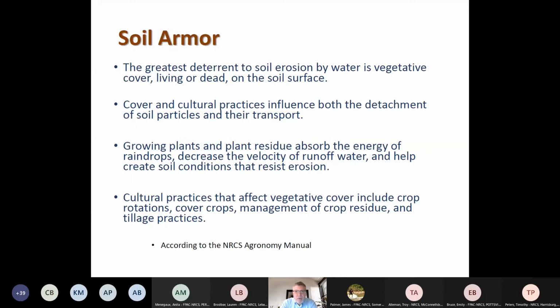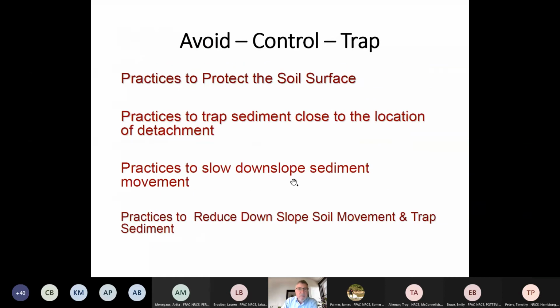So we can affect the amount of soil detached and the particle movement by selecting practices that fit together in our conservation system. Growing plants and plant residue absorb the energy of raindrops. They decrease the velocity of the runoff water, and they help create conditions that resist erosion. Cultural practices that affect vegetative cover include crop rotations, cover crops, management of crop residue, and tillage practices. So these are the foundational concepts of how we put our system together.